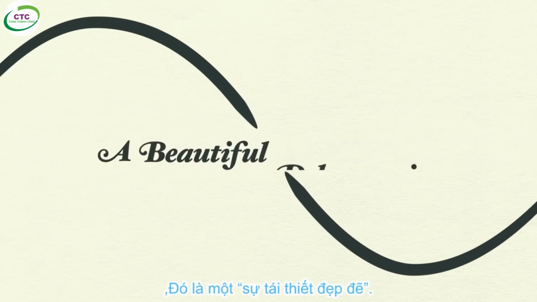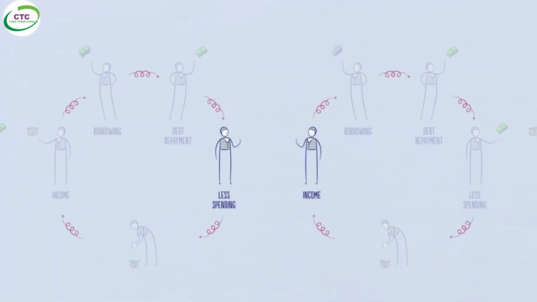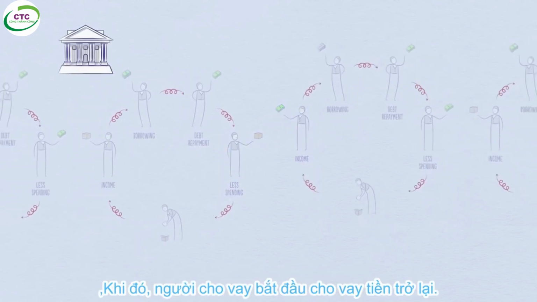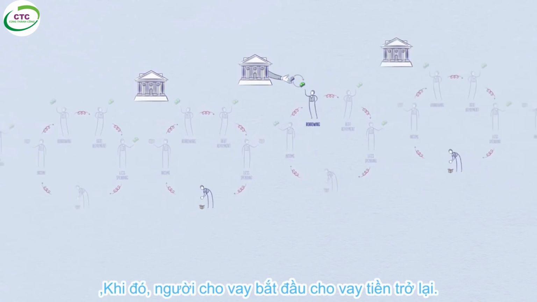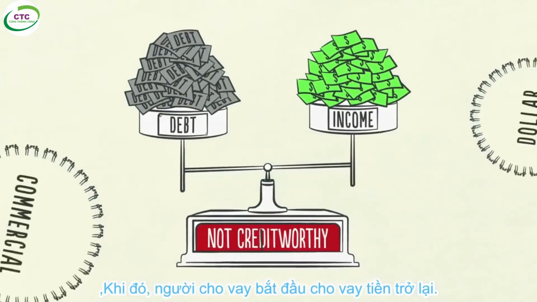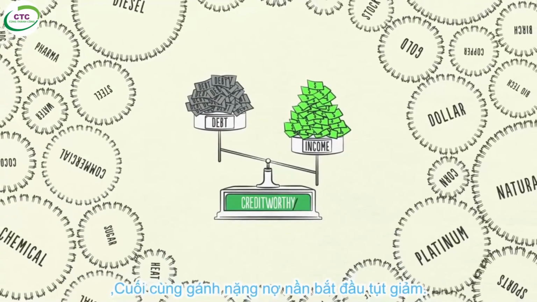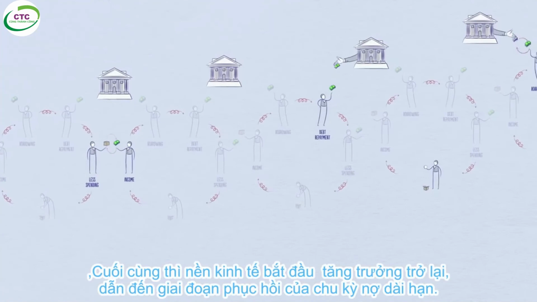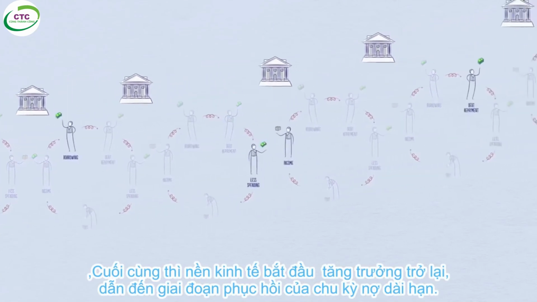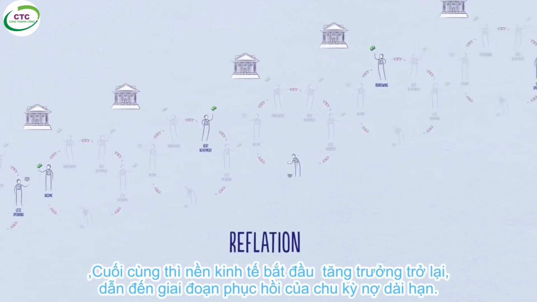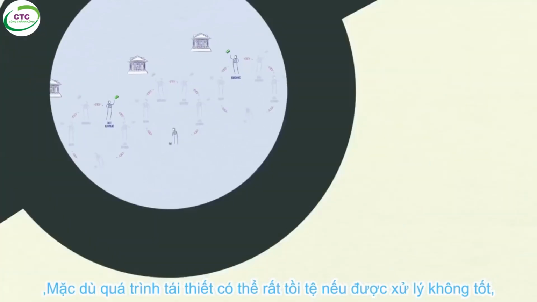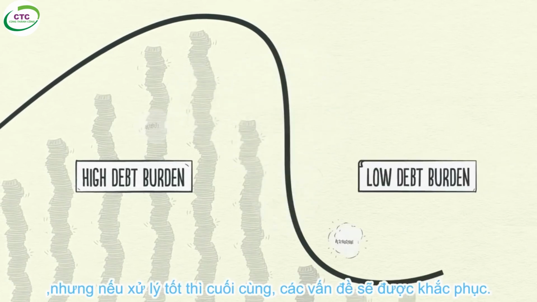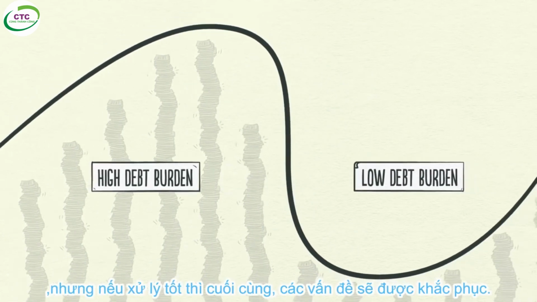That's a beautiful deleveraging. When incomes begin to rise, borrowers begin to appear more creditworthy. And when borrowers appear more creditworthy, lenders begin to lend money again. Debt burdens finally begin to fall. Able to borrow money, people can spend more. Eventually, the economy begins to grow again, leading to the reflation phase of the long-term debt cycle. Though the deleveraging process can be horrible if handled badly, if handled well, it will eventually fix the problem.